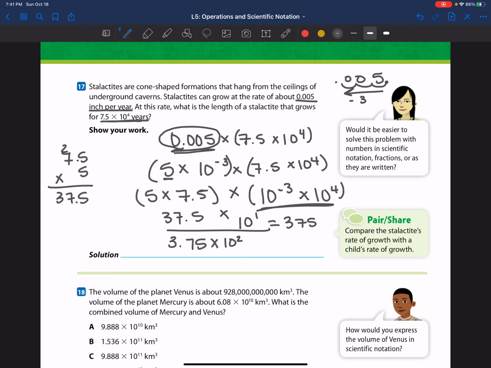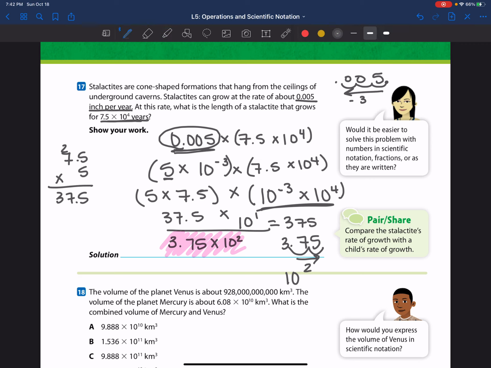And if I need to write it in scientific notation, your coefficient needs to be a number between 1 and 10. And to get back from 3.75 to 375, you move your decimal twice to the right, and that's 10 to the second power. All right, so we have our answer here. That's the length of the stalactite after 7.5 times 10 to the fourth power years.